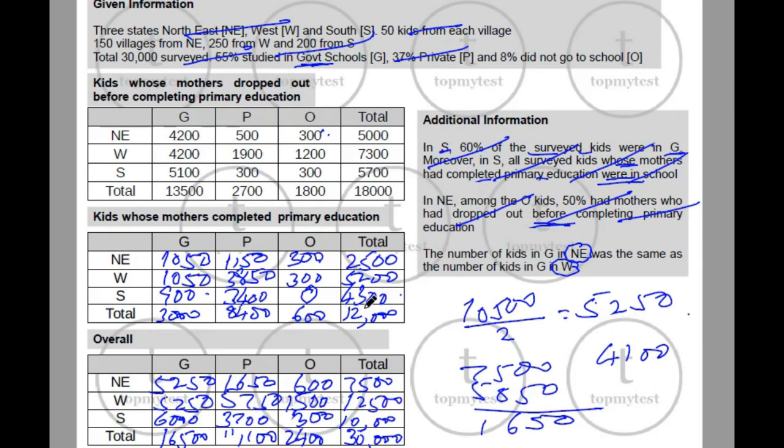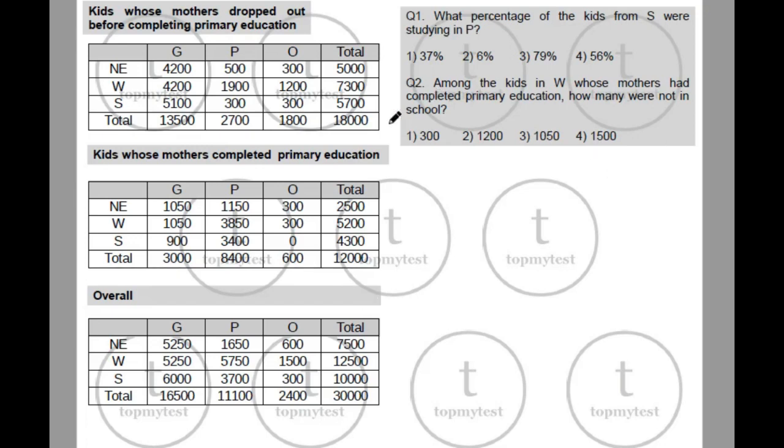So let's see what we can do with this. Okay, let's go to the question. I have tabulated it in a neater fashion. What percentage of kids from S were studying in P? Out of all the kids in S, this is 10,000 kids. 3,700 were studying in P. 3,700 out of 10,000 will be 37%, option 1.